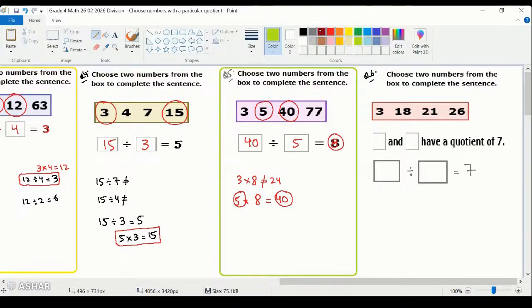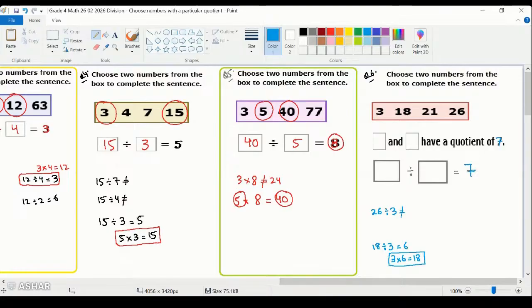Okay, let's try with the larger number. Can we divide 26 by 3? Do we get a perfect number? We don't. Can we divide 18 by 3? Yes, we can, because we know that 3 times 6 is 18. Agreed? But that is not our requirement. We need 7 as the quotient.